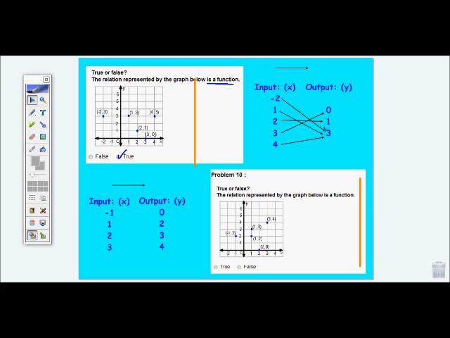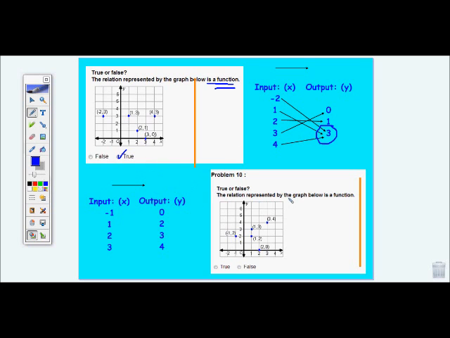Now you're going to notice that 3 is the output 3 different times, but the output is from 3 different inputs. So that qualifies still as a function. It's if an input goes to 2 different outputs that it is not a function.